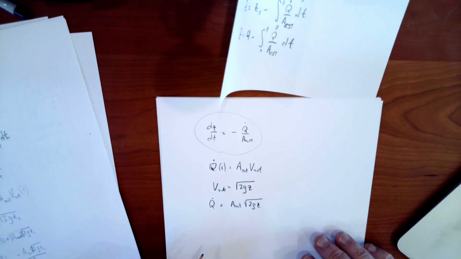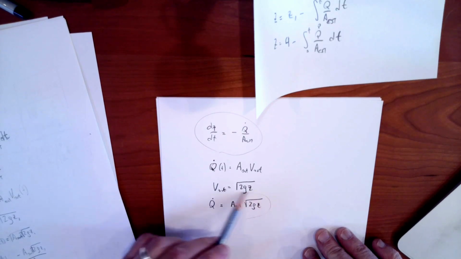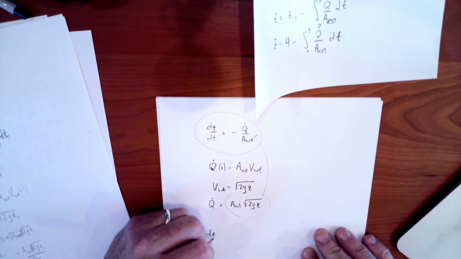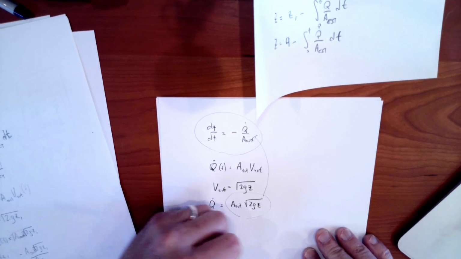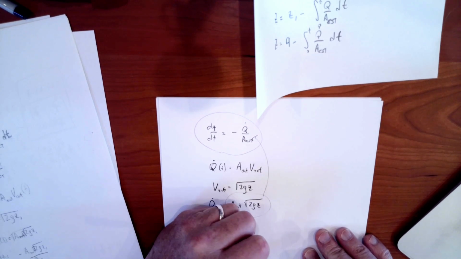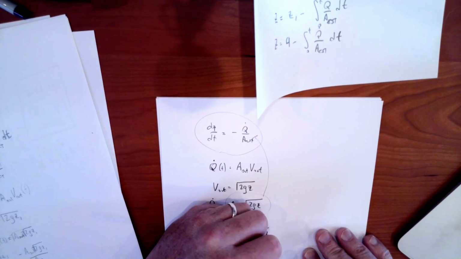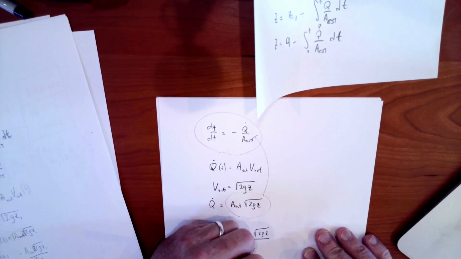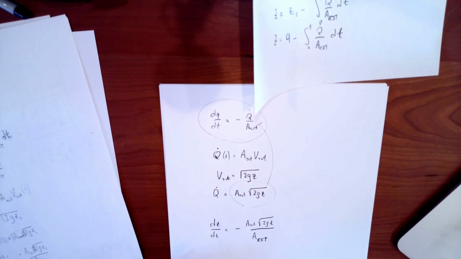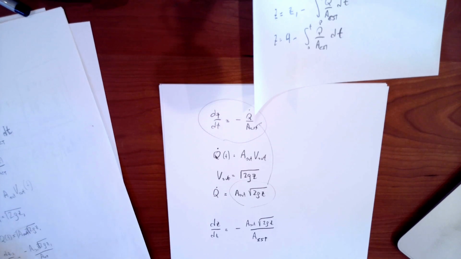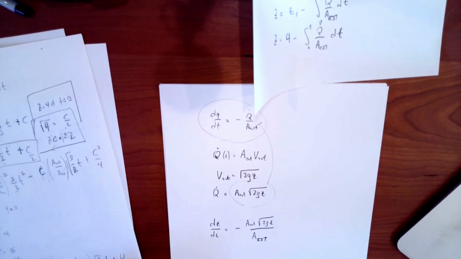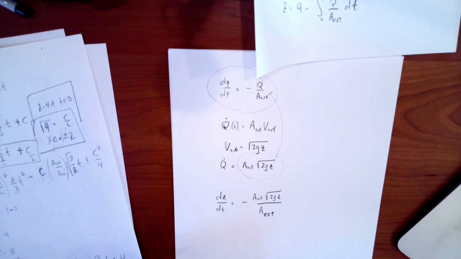All right, and then we take that and we plug it back into my ODE. So I've got dz/dt is equal to minus A out root 2gZ divided by A cross-sectional of the tank. All right, that looks pretty good. And now what I can do is integrate that expression.